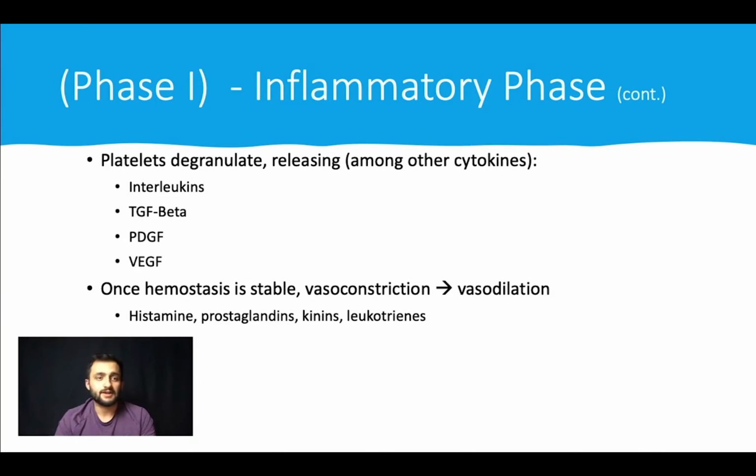So moving forward, still in phase 1, the platelets start to degranulate and they're releasing, among other things, interleukins, TGF-beta, platelet-derived growth factor, that's PDGF, and vascular endothelial growth factor, which is VEGF. Once hemostasis is stable, after the vasoconstriction, we have vasodilation, okay? The idea then is that we're starting to get other mediators of healing into the wound site, okay? So we want histamine, prostaglandins, kinins, and leukotrienes.